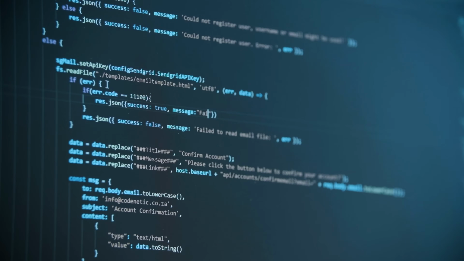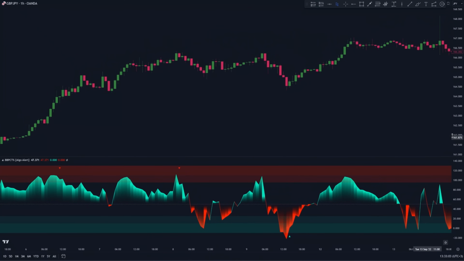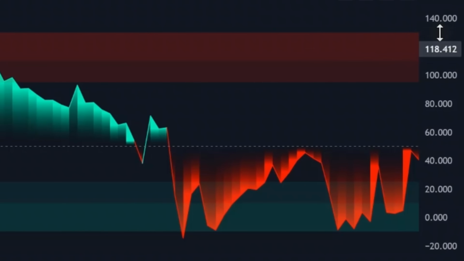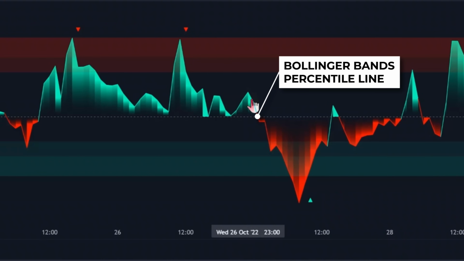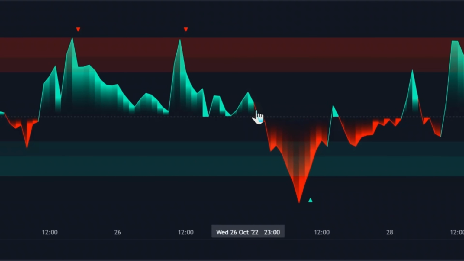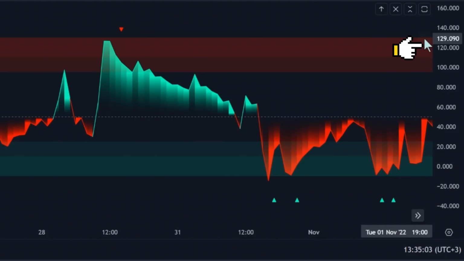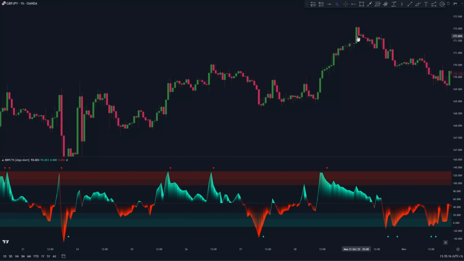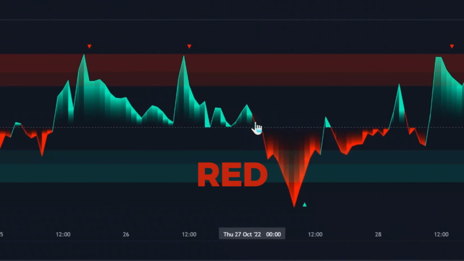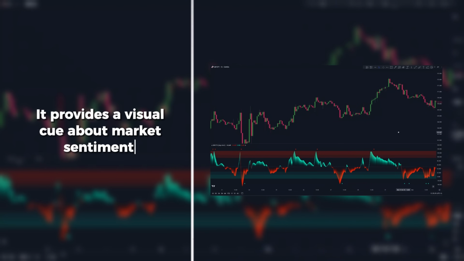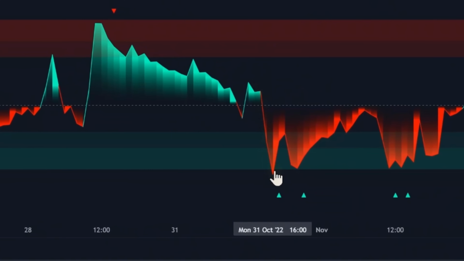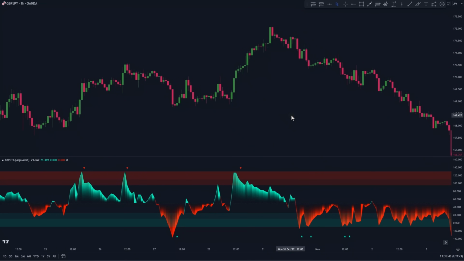This indicator is made up of several different components. Let's go over them real quick. This line that changes color from green to red and oscillates between 0 to 100 is called the Bollinger Bands Percentile line. It's basically a 20-period simple moving average. This line oscillates between values typically ranging from -10 to 130. It signifies where the current price stands in relation to the Bollinger Bands indicator. When this line changes color from green to red, it provides a visual cue about the market sentiment. Specifically, the Bollinger Bands Percentile line calculates the position of the current price between the lower and the upper Bollinger Bands as a percentile value.